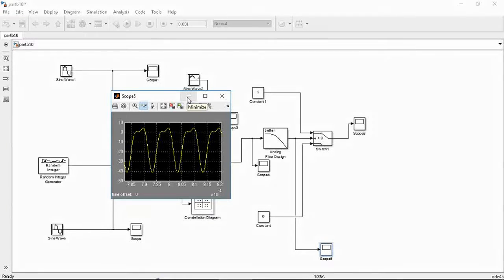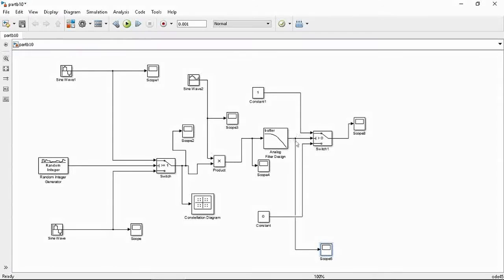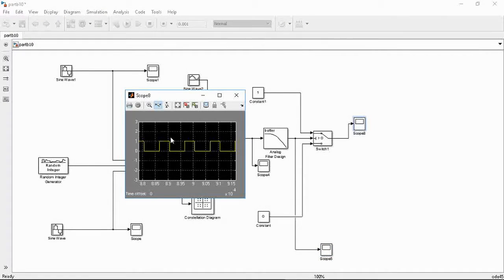After that, the signal will go through a switch that we already set to 0. It will go through that switch and directly go to the output of the circuit, which is scope 8. At scope 8, we obtain a square wave graph, which I believe is the recovered signal of the BPSK system. So that's pretty much it about our Part B design of this circuit.